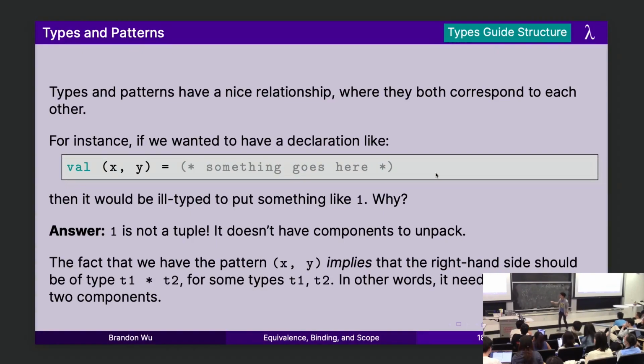Otherwise, if I was able to do it, I might try to unpack 2. I might try to extract this and this out of 2, and that doesn't make sense, right? That's an error. So the type system prevents us from doing that, because otherwise we'd have to say runtime error. I wasn't able to do it, which is a mistake. We should try to avoid doing that.